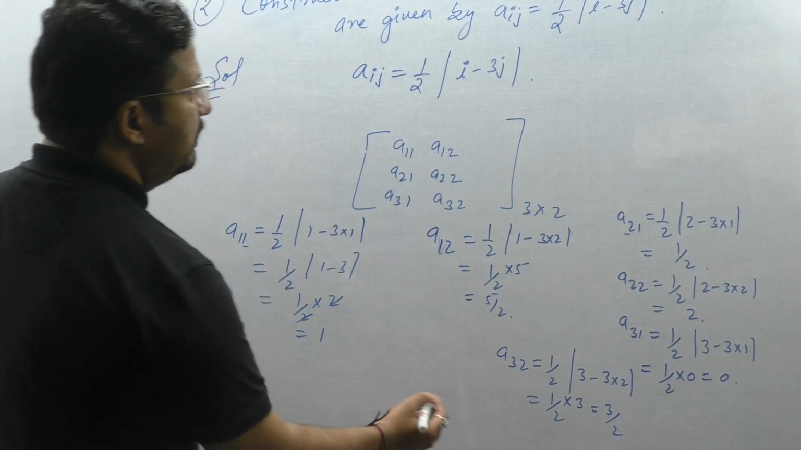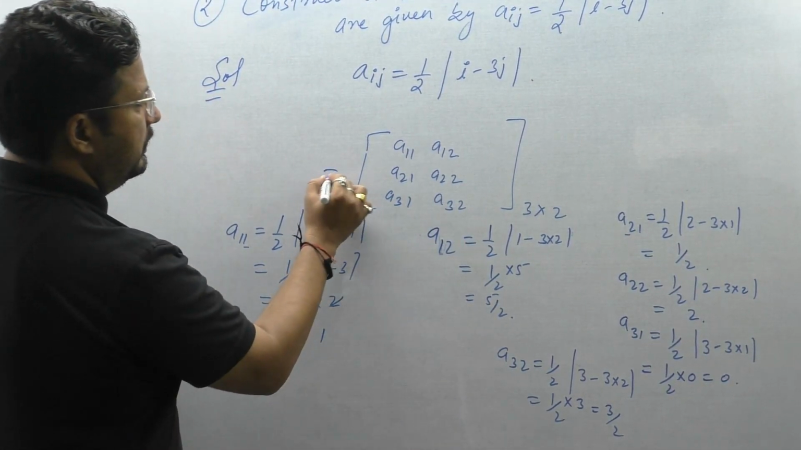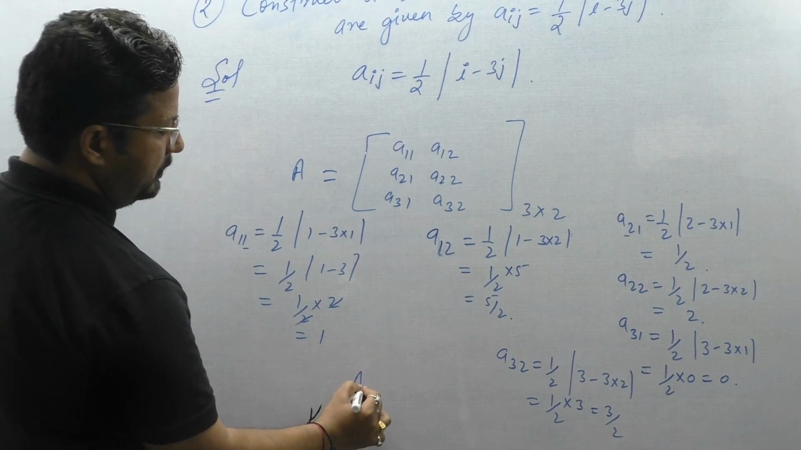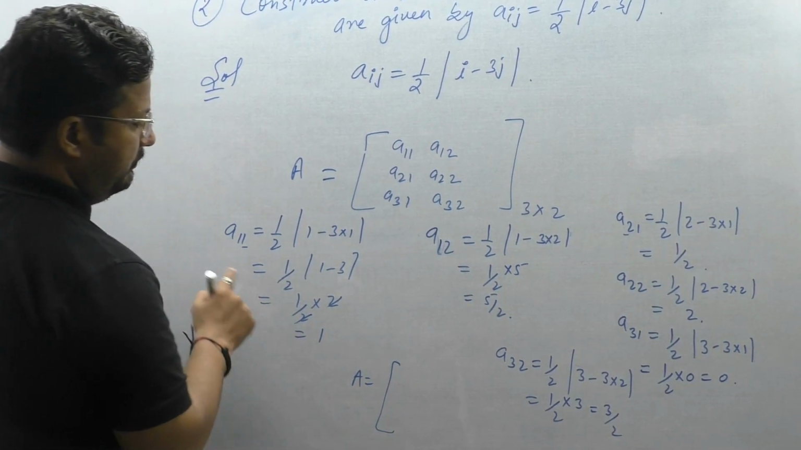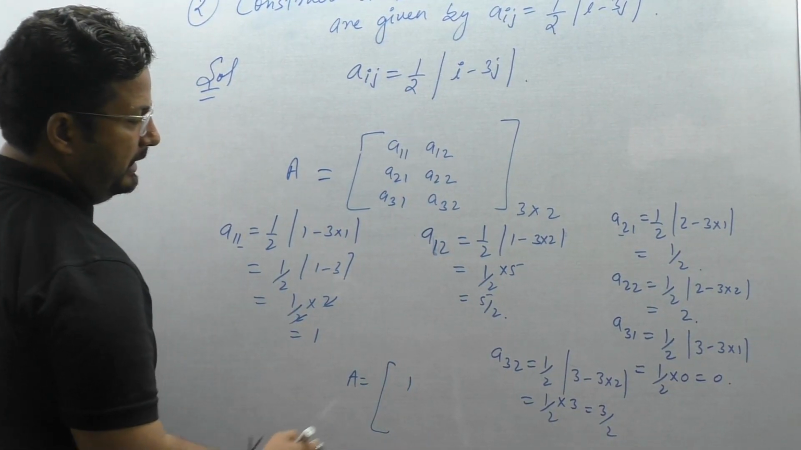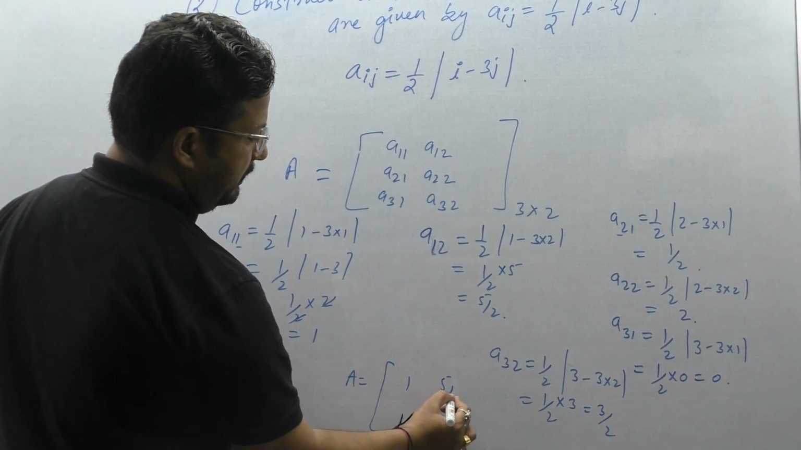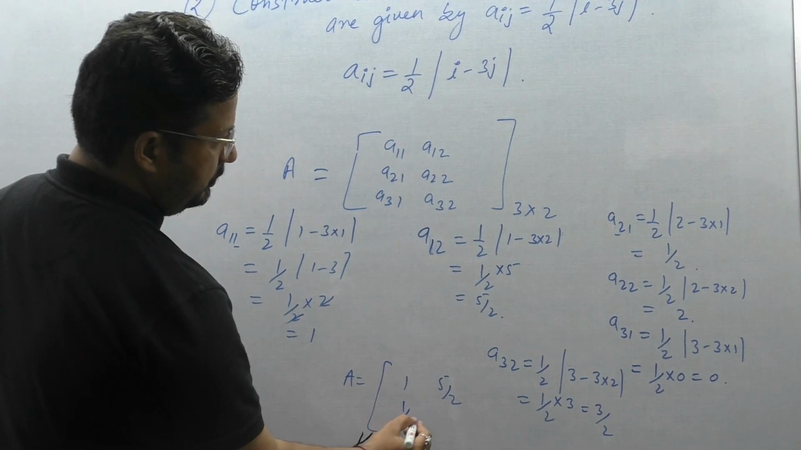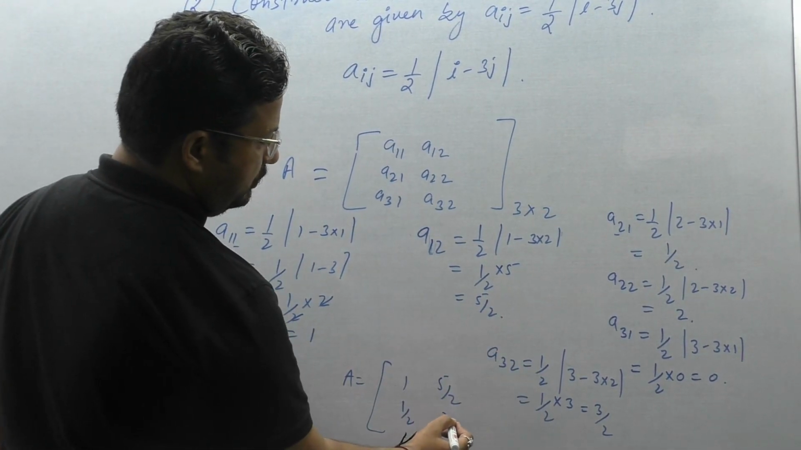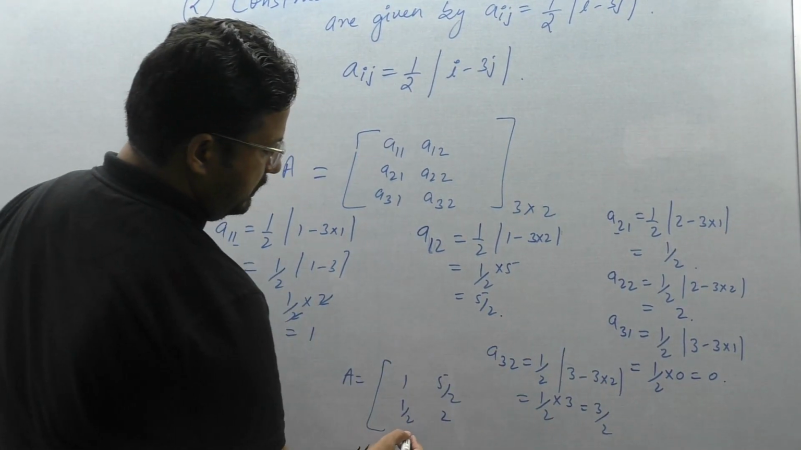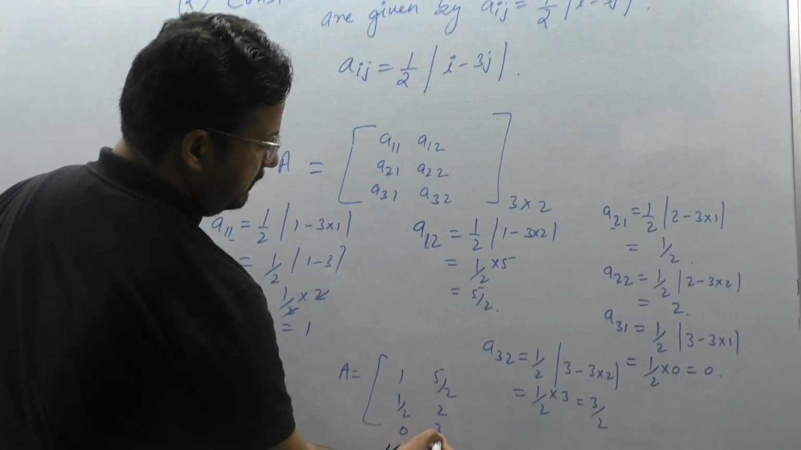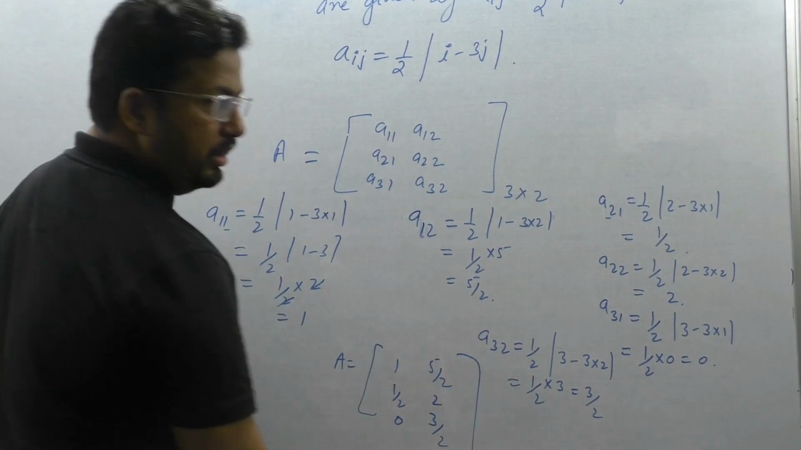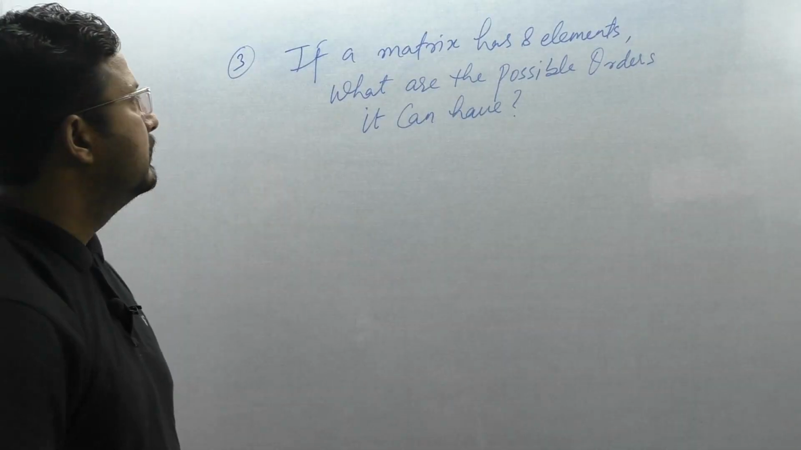Now we have to write the matrix we got. Like, so let's say, what was its name? A. So A equal to, now what is the value for A11? A11 value we got 1. A12 we got like 5 by 2. A21 we got like 1 by 2. A22 we got like 2. A31 we got 0. And this we got like 3 by 2. So this is your right answer.